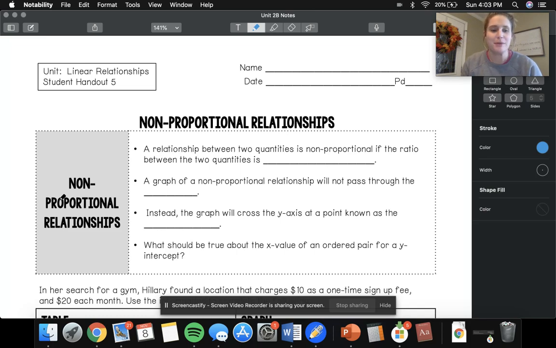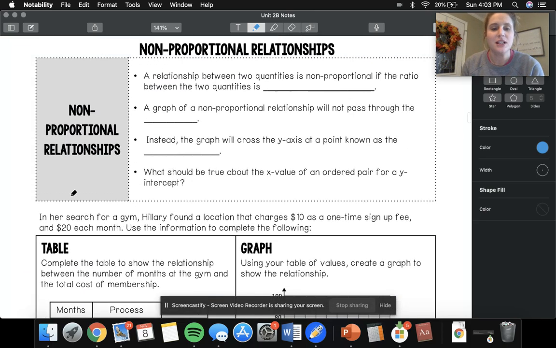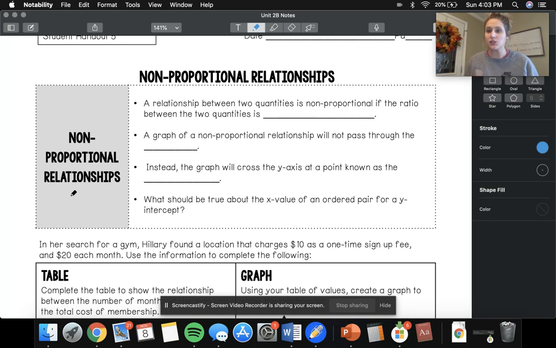Hey, today we are on pages 9 and 10 of our notes. So we've been talking about proportional relationships, which we did in 7th grade. And now we're going to introduce what we do in 8th grade, which is called non-proportional relationships. And we call them something very specific, and we'll talk about that next week.